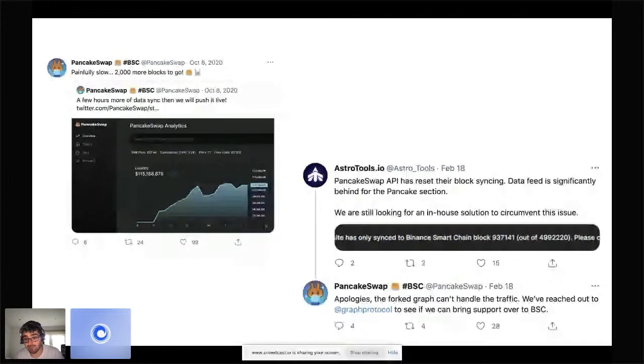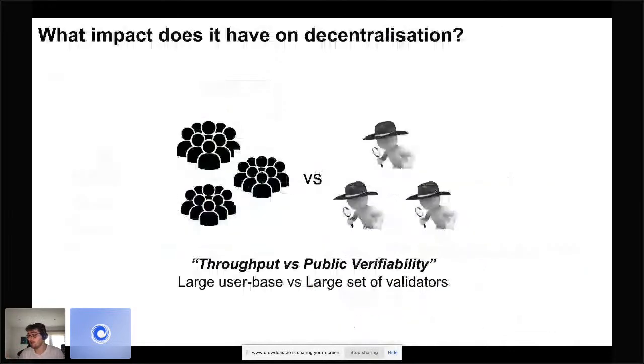Another example, their API was reset because their blocks were syncing. And that's a great example of us hitting the bottlenecks. Binance Smart Chain is a good example of why we just can't simply increase the TPS. And what the real bottleneck is, is scalability. And what impact is this having on decentralization?